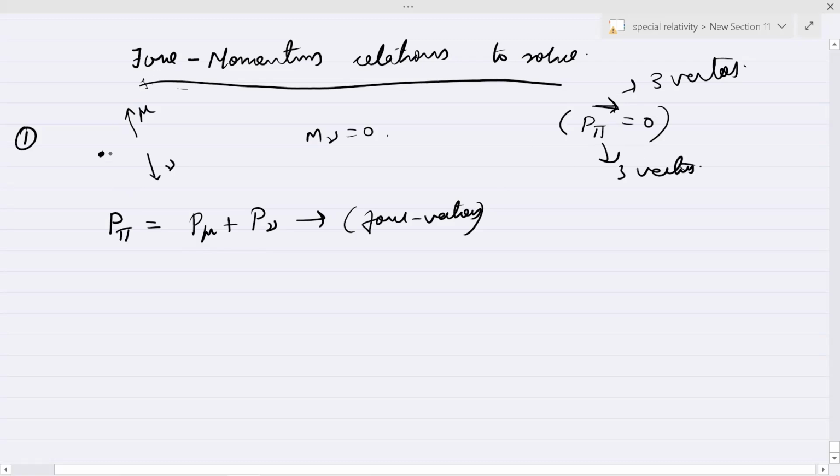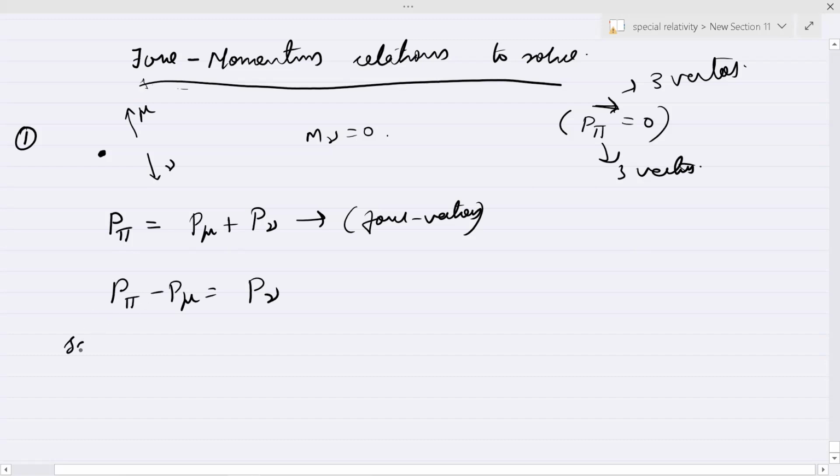So we know that initially it's given that the pion is at rest. So we know that p pi vector is equal to 0. Okay. Now I'll just solve this first. From here we can write p pi minus p mu is equal to p nu. No problem, I just put it together. All right, I'll explain why I did this.